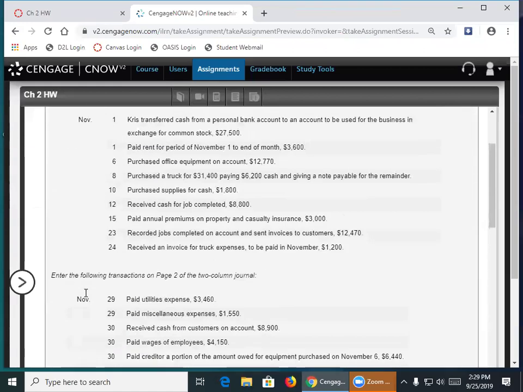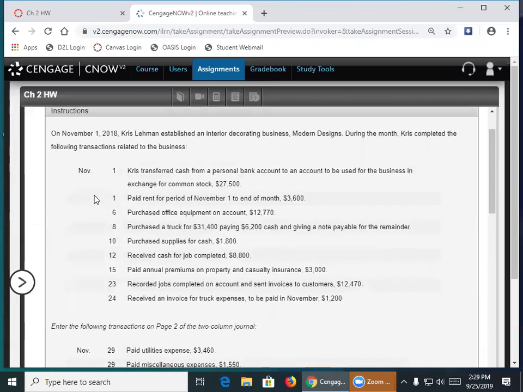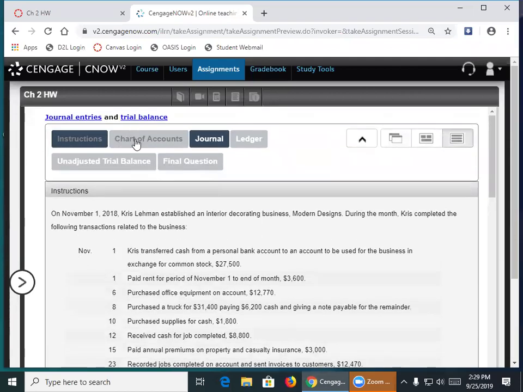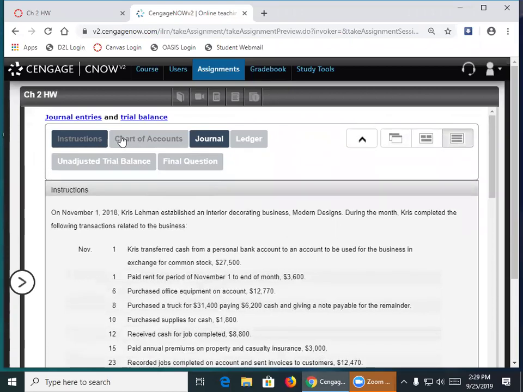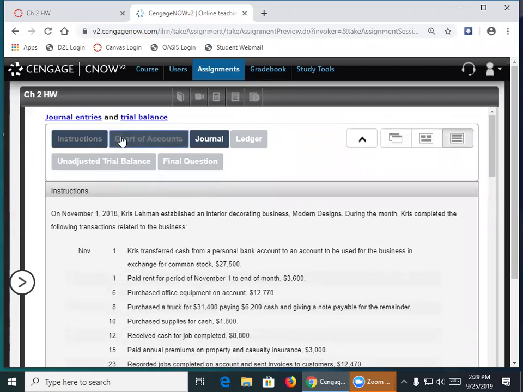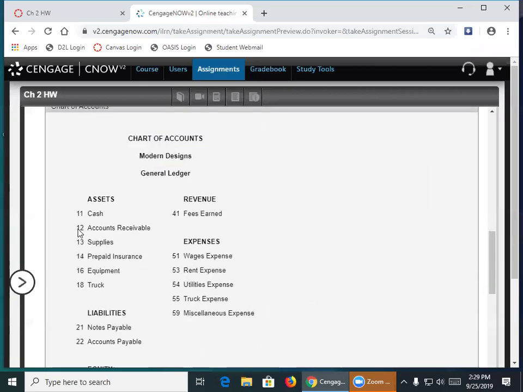Let's do the second one too. Also on November 1st, paid rent for the period of November 1 to the end of the month, $3,600. So if we paid rent for the month, $3,600, what accounts do you think are being affected there? And if I'm not sure, I can always pull up that chart of accounts to see what accounts I actually have.